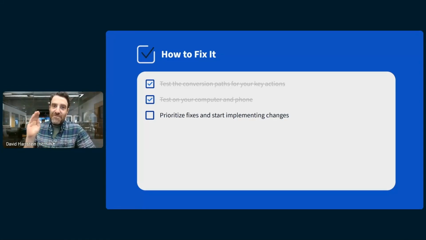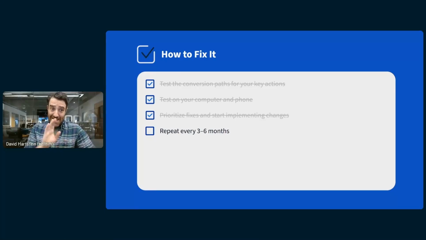And then once you've fixed anything that's broken, you can move on to fixing things that are too slow or confusing. And then in general, we recommend repeating this process every 3 to 6 months. It's a great place to start. If you can only start with 6 months, it's better than annually. It's better than not doing it. So start there.